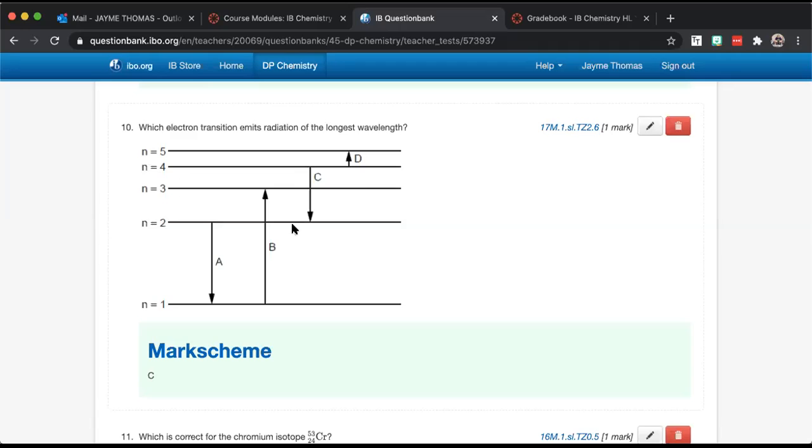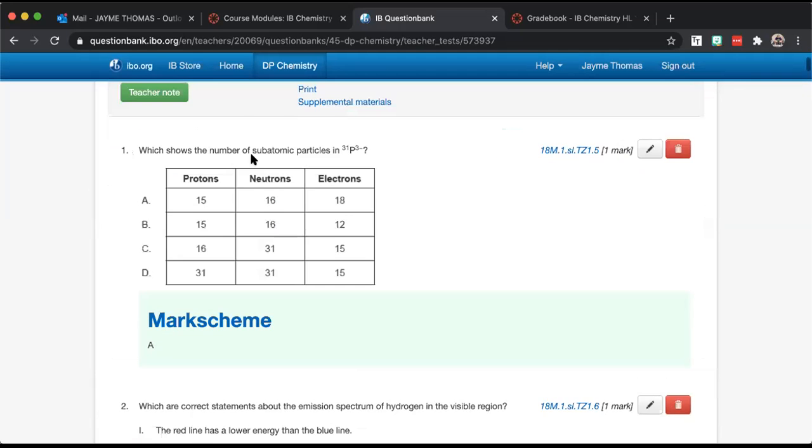So what happens is a lot of people only think about the length of the arrow, so they might accidentally pick D because they're like, oh, that's the shortest arrow, so that's the lowest energy, so that's got to be the longest wavelength. And they don't pay attention to this word emits in the question. Okay. Let me find another one.